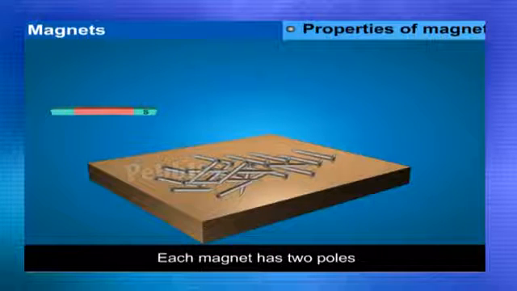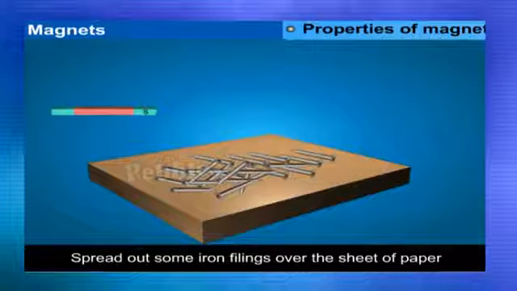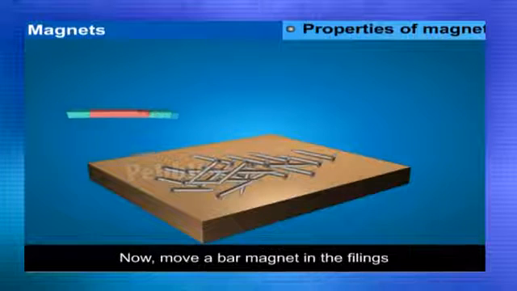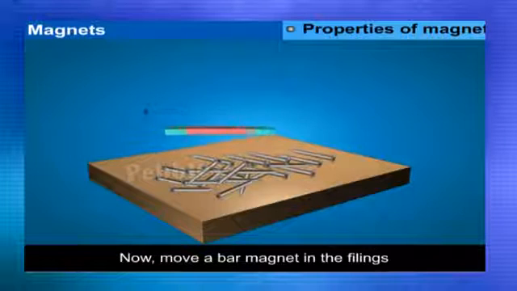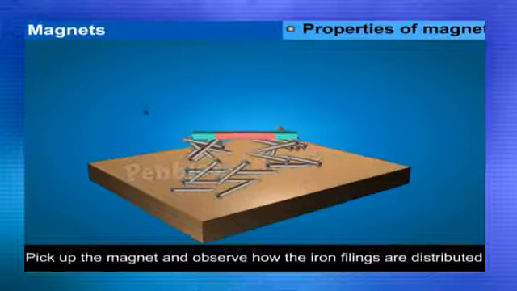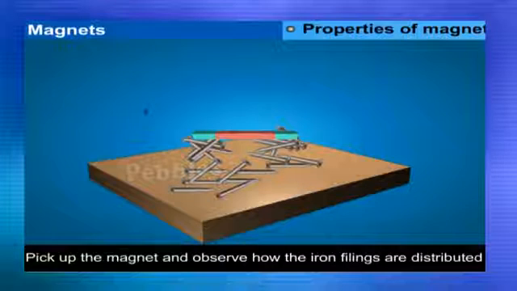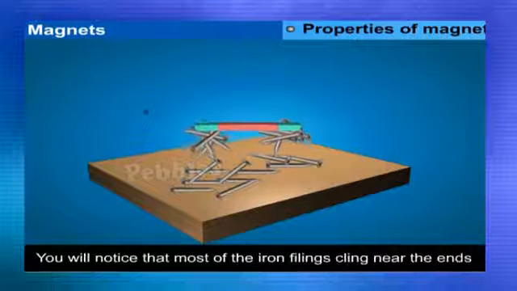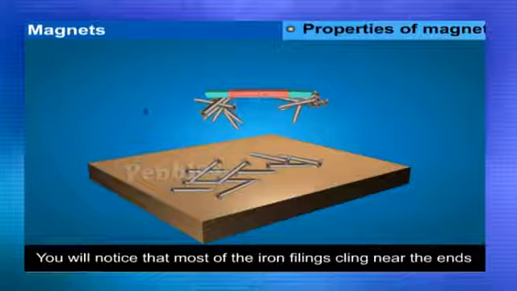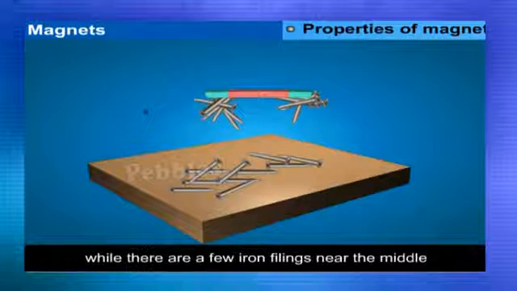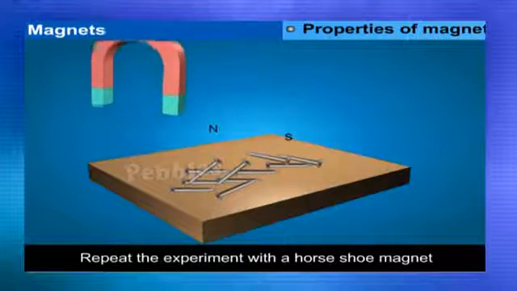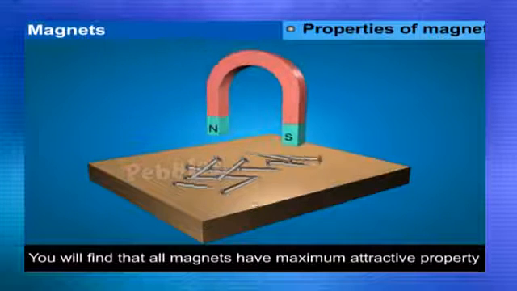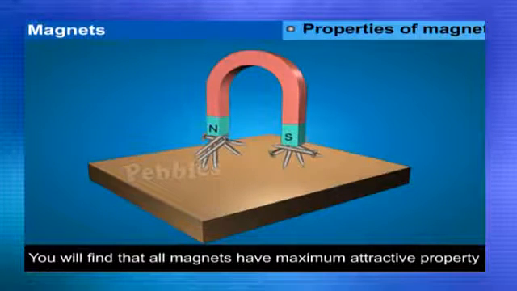Magnetic attraction. Spread out some iron filings over a sheet of paper. Now, move a bar magnet in the filings, taking care that all parts of the magnet touch the filings. Pick up the magnet and observe how the iron filings are distributed all over the magnet. You will notice that most of the iron filings cling near the ends of the magnet, while there are a few iron filings near the middle. Repeat the experiment with a horseshoe magnet. You will find that all magnets have maximum attractive property at their poles.